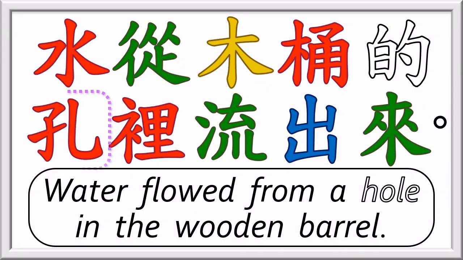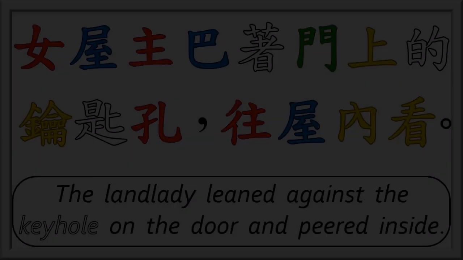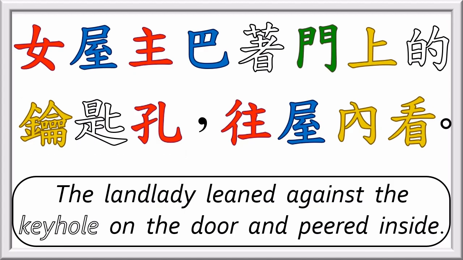Besides the surname Kong, it now refers to an opening or small hole, an obvious reference to the opening in a nipple. Here are a few of the uses of this character. 水从木桶的孔里流出来 Water flowed from the hole in the wooden barrel. 女屋主扒着门上的钥匙孔往屋内看 The landlady leaned against the keyhole on the door and peered inside.